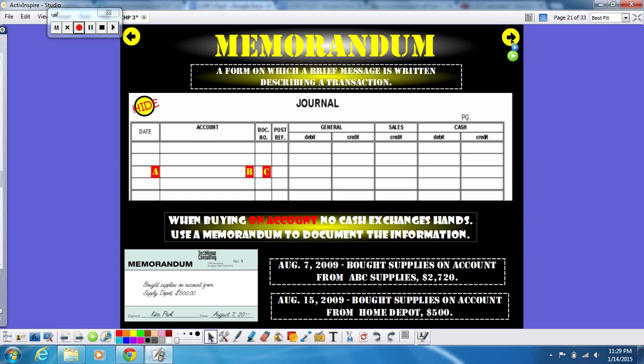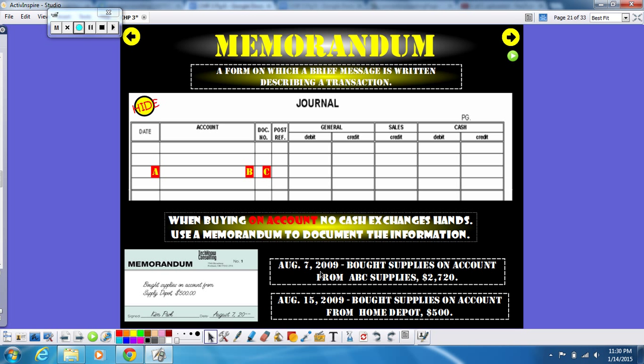Now we're going to talk about a memorandum, when a memorandum is used and what it is. A memorandum is a form in which a brief message is written describing a transaction. Here's your definition. You need to write that down in your notes. Now, when is a memorandum used? When buying on account, no cash exchanges hands. So you use a memorandum to document the information. Here are your examples, 2 of them. Write down when it's used, write down the definition, and then write down your 2 examples.